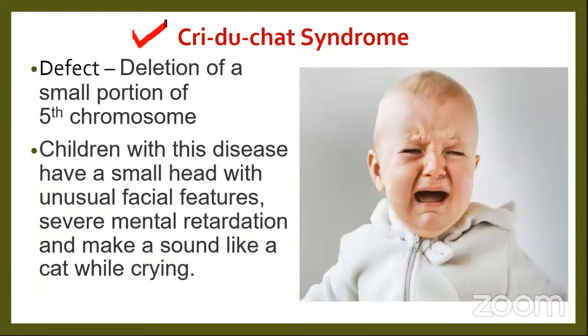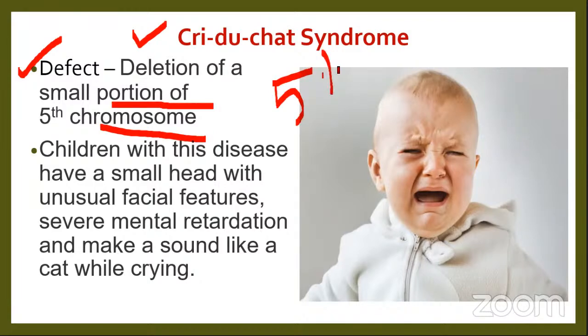Let's see the next disease, which is cri-du-chat. The name itself says there is something related to the crying of the baby. It is the defect caused by deletion of a small portion of the fifth chromosome. There is a problem in the fifth chromosome. It is not the addition or deletion of a whole chromosome, but a condition where part of the chromosome is deleted. So the fifth chromosome is the problem in this.